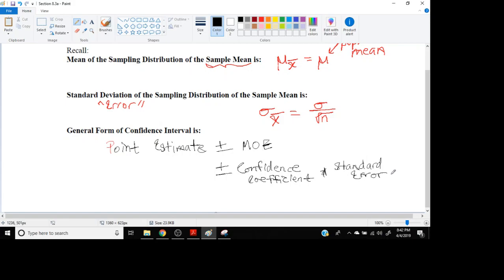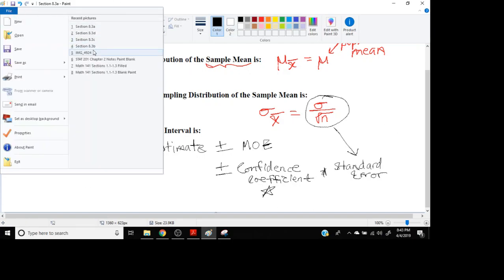What we're going to talk about is what the confidence coefficient is when we're doing a confidence interval for the population mean. We're also going to talk about what happens with this standard error that we generally want to put here. And so let's continue.